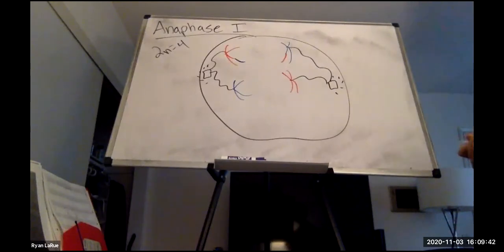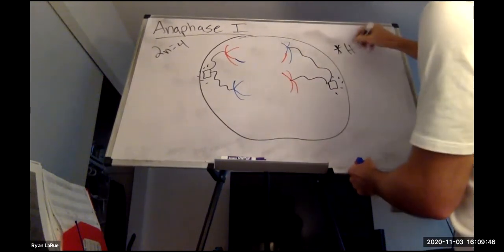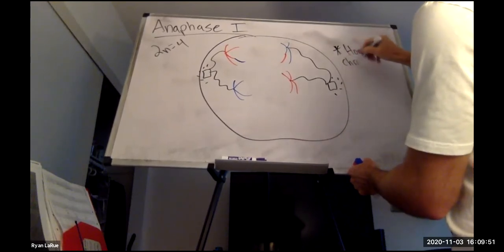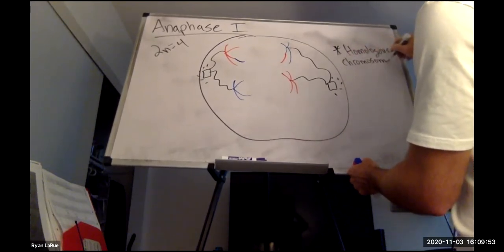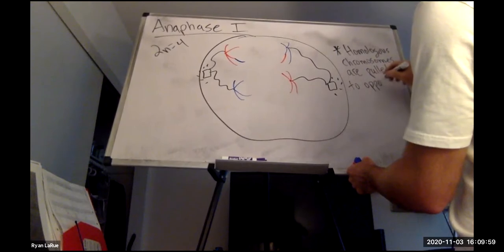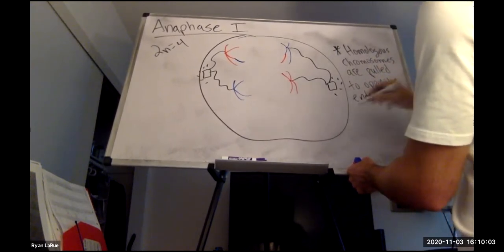And so during anaphase 1, homologous chromosomes are pulled to opposite ends of the cell.